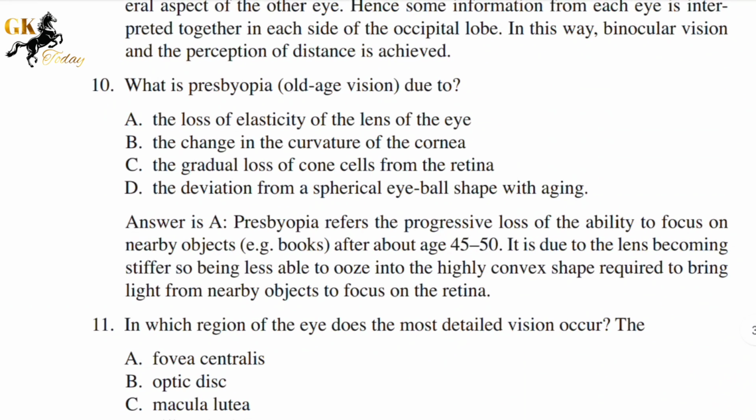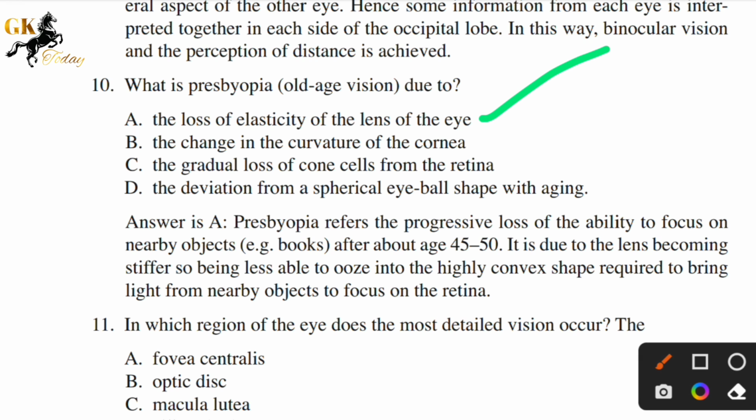Okay, next. What is presbyopia? Old age vision is due to loss of elasticity of the lens of the eye, change in the curvature of the cornea, gradual loss of cone cells from the retina, the deviation from the spherical eyeball shape with aging. Option A, loss of elasticity of the lens of the eye.